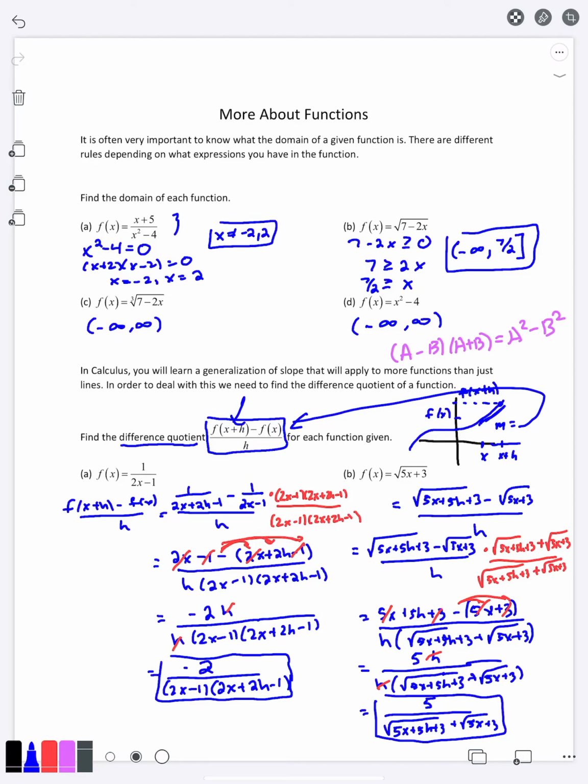Now I will say that right there is as bad as it gets. You're not going to get anything worse on these difference quotients, but it is going to happen, so you need to be able to deal with this.